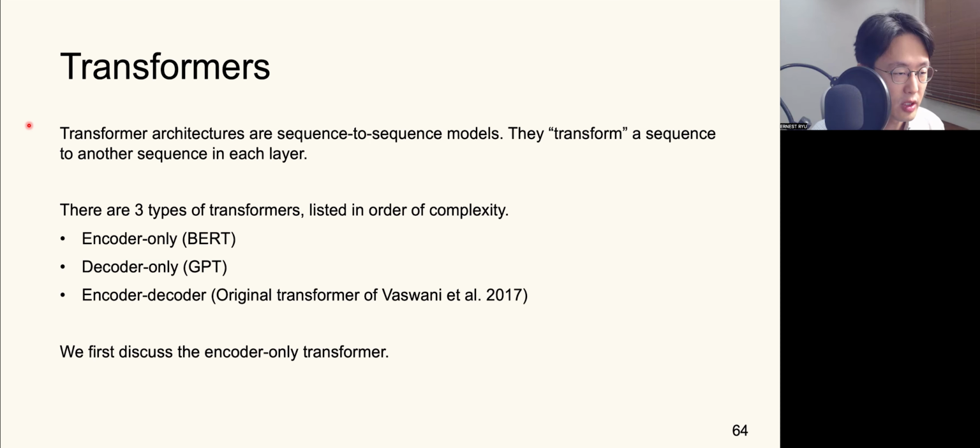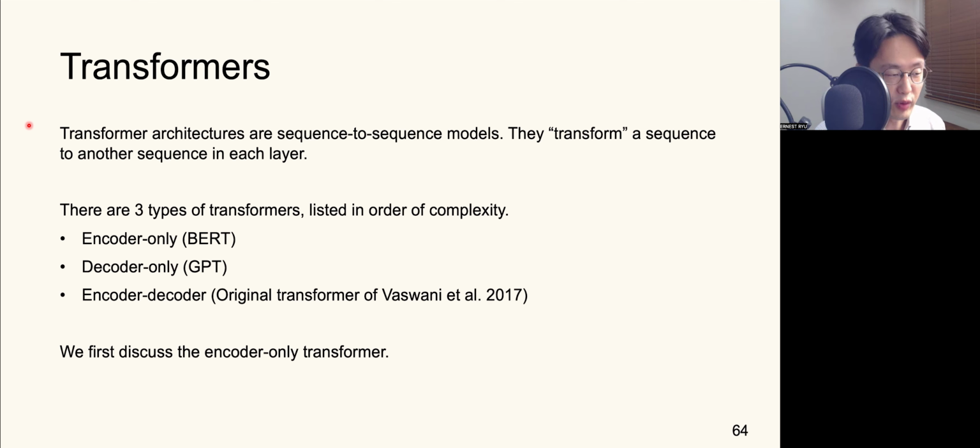Okay, so BERT uses the transformer architecture. The transformer architecture is a sequence-to-sequence model. They are named transformers because they transform a sequence to another sequence in each layer. There are three types of transformers, and I'm listing them here in order of complexity, from simple to more complex. So the encoder-only transformer, that's the BERT architecture. Then there's the decoder-only transformer that's used in GPT. And then there's the encoder-decoder transformer, which is the original transformer of Vaswani et al.